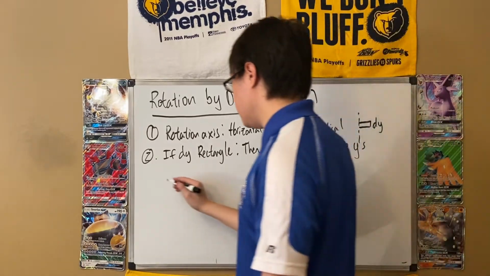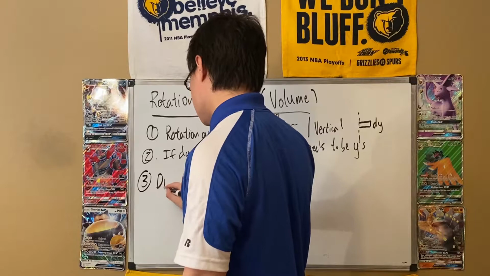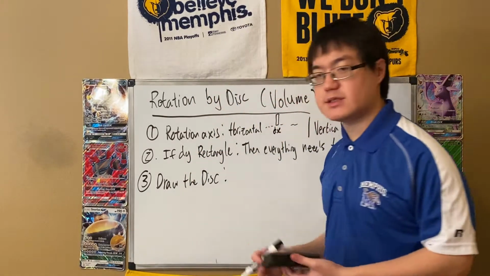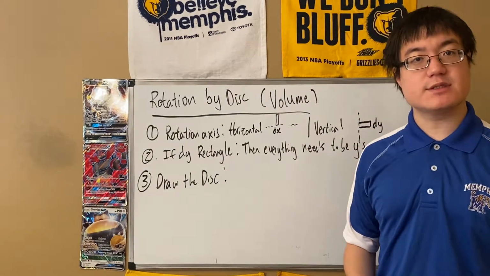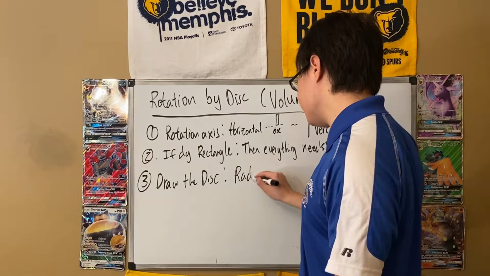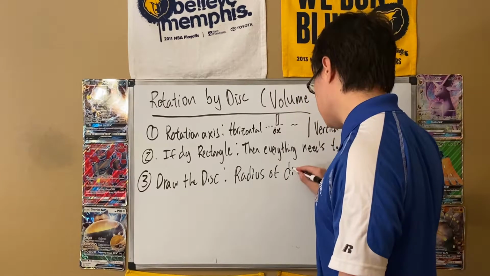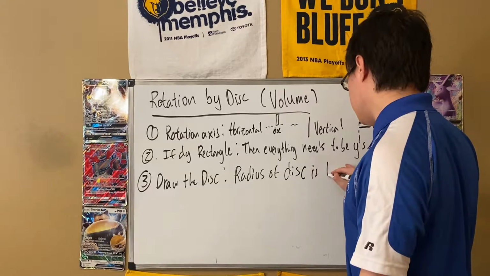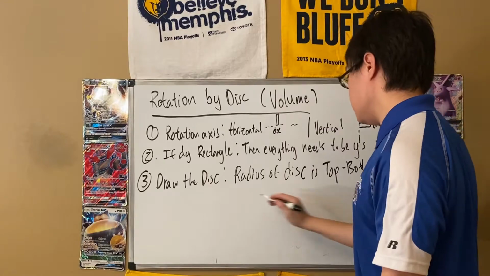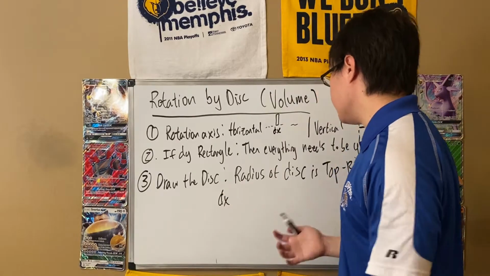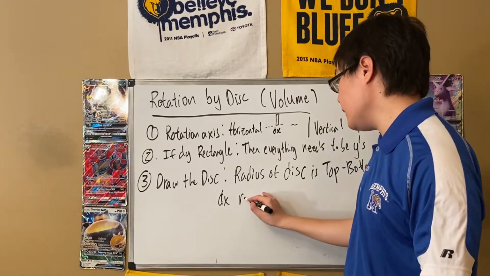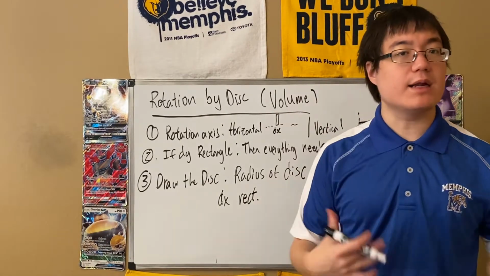So step 3 is going to be try to draw the disk. And the important thing about this disk is that the radius of this disk is going to be the top minus bottom of this rectangle. So the radius of this disk is top minus bottom of the rectangle. Either the dx rectangle, and if you're doing y's, of course, just like our area videos, it's going to be right minus left instead.